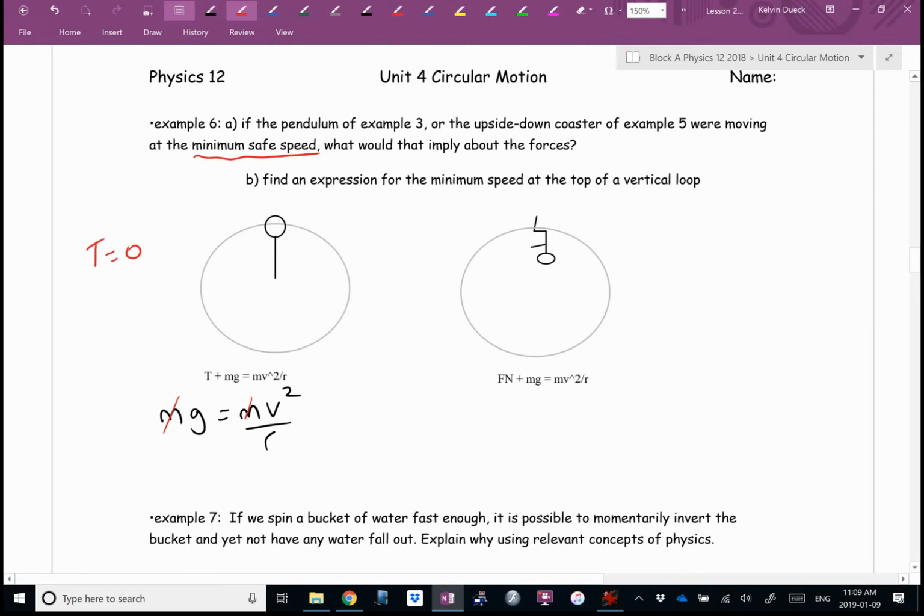Let's get the v by itself. Oh, the mass cancels, yes? What would I do with the r? Times it over, and then how do I get rid of the squared? So we get v equals the square root of grr.